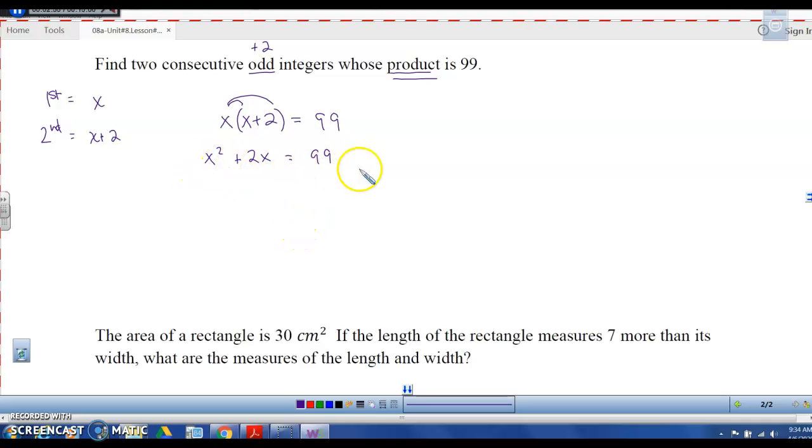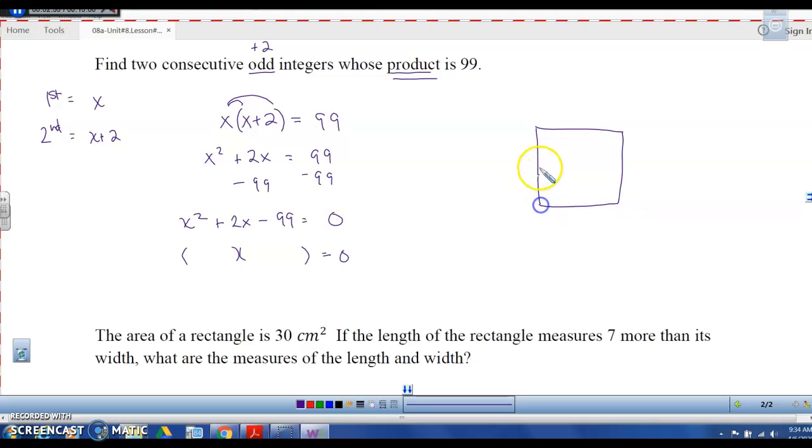All right, now it's a quadratic. We want it equal to 0. Minus 99. X squared plus 2x minus 99 equals 0. Factor, factor, factor. Okay, so there's my bubbles. I'll do my box over here. X squared and negative 99. X and x. What gives you 99?